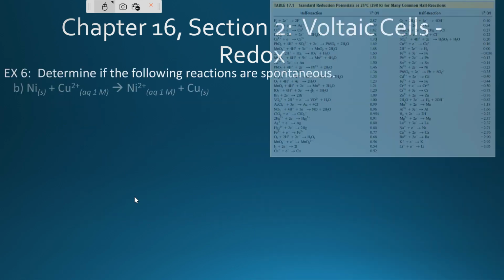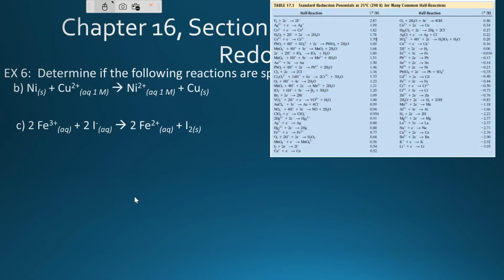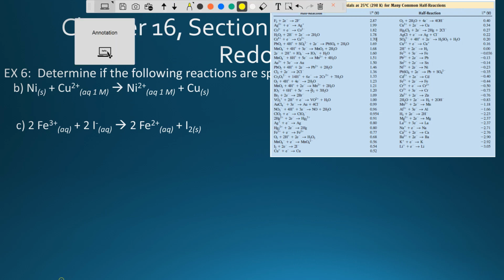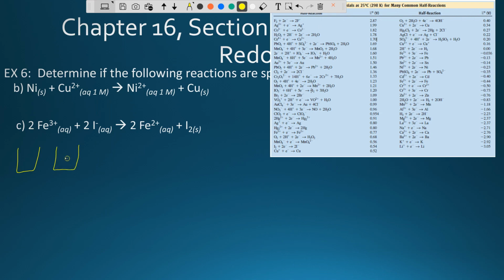Let's take a look at these things then. The next one on there is iron and iodine. Okay, my iron and iodine. Again, I've got the chart up there. Let's go ahead and process this one. All right, so with my iron and iodine, let's do a drawing. And let's just label up.